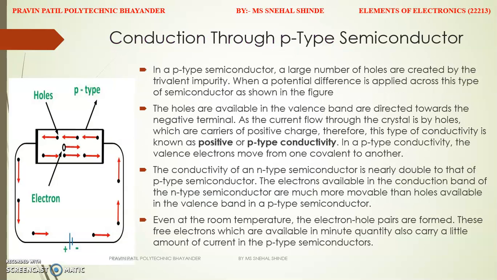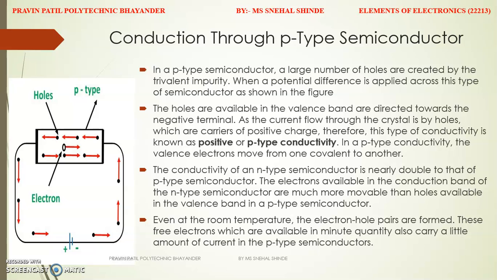Now we will see conduction through the p-type semiconductor. In a p-type semiconductor, a large number of holes are created by the trivalent impurity. So when a potential difference is applied across this type of semiconductor as shown in the figure. So in the figure we have taken the p-type semiconductor and we have connected a battery source to it. You can see positive and negative connected to the p-type semiconductor.